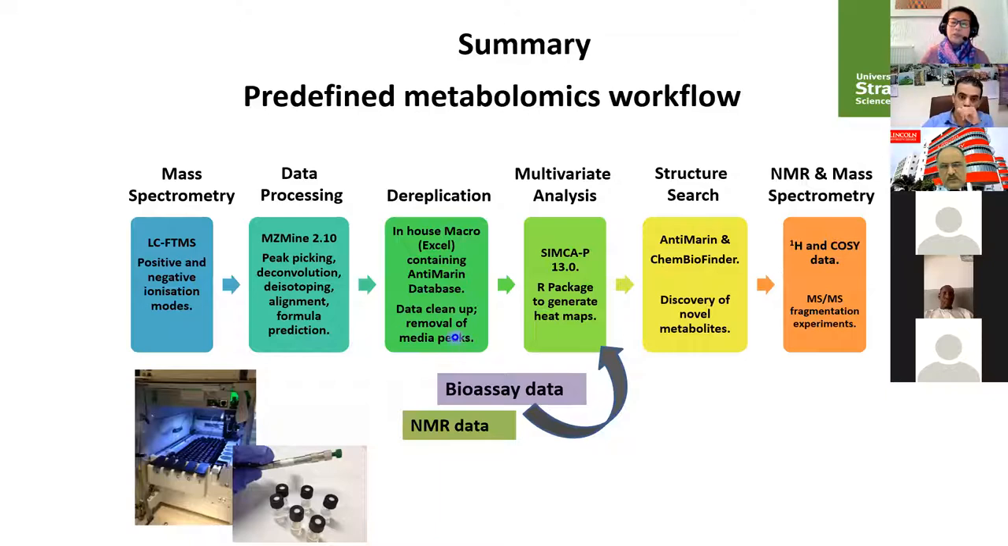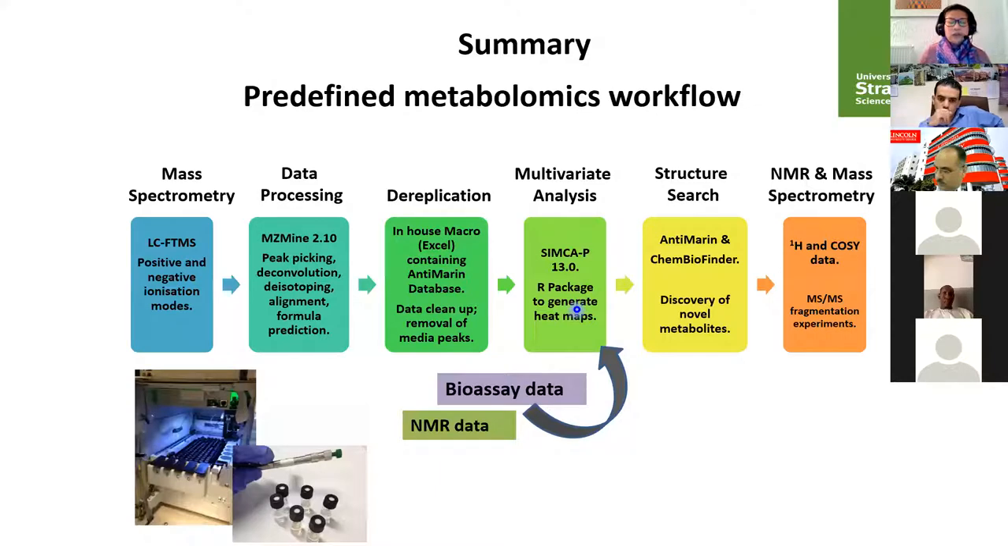So this step is important because then we are interested in looking into novel metabolites. So with the replication, we are able to see both the known metabolites and to target the new metabolites. Once we have this, then we collect our other data sets from NMR and bioassay, put them into multivariate analysis, and try to find correlations between chemistry and bioactivity, as well as the production of new biosynthetic genes. So we do everything in multivariate analysis.